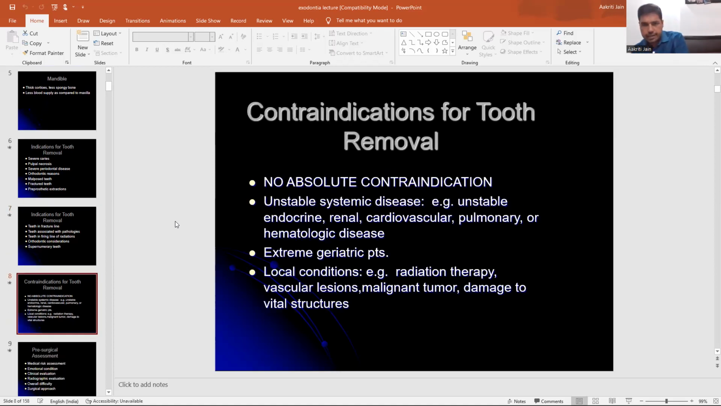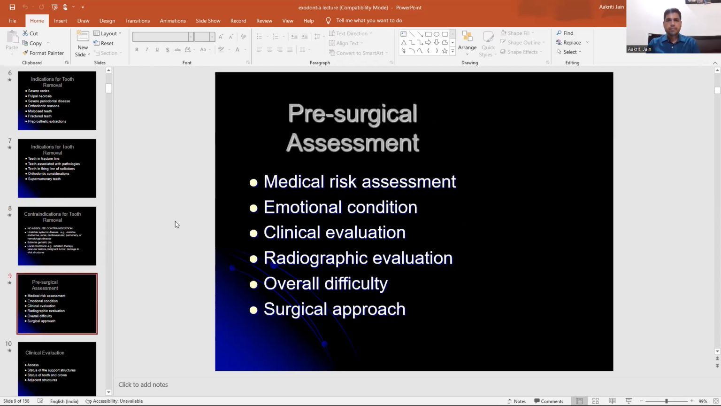Now let's see the contraindications of the tooth removal. No absolute contraindication. Unstable systemic disease, for example, unstable endocrine, renal or cardiovascular conditions, pulmonary or hematological diseases. The extreme geriatric patients. Local conditions, for example, radiation therapy, vascular lesions, malignant tumors, and any kind of damage to the vital structures.